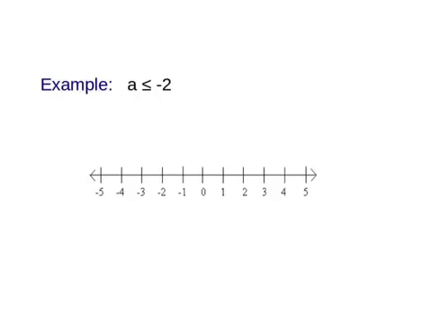Now let's take a look at the example a less than or equal to -2. Since our inequality is less than or equal to -2, and -2 is less than or equal to itself, we know that -2 is part of our solutions. This means instead of drawing the open circle at -2, we draw a closed circle at -2 to show that it is part of our solutions.